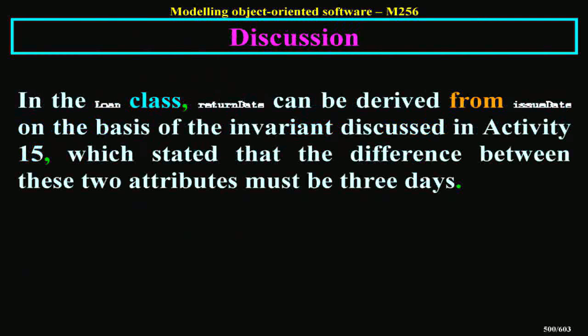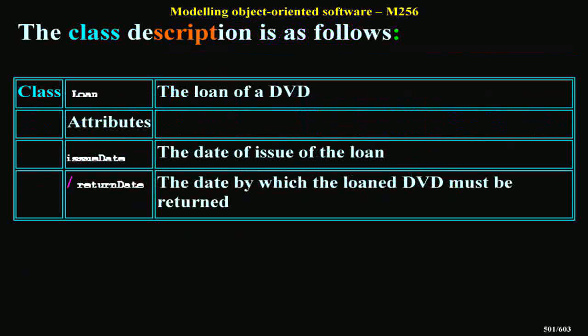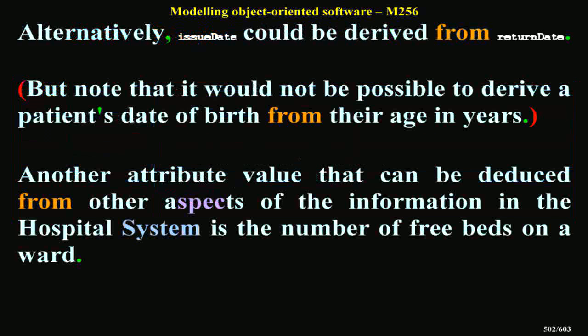In the class, the attribute can be derived from the other on the basis of the invariant discussed in Activity 15, which stated that the difference between these two attributes must be 3 days. The class description is as follows. Class. The loan of a DVD. Attributes. The date of issue of the loan. The date by which the loaned DVD must be returned. Alternatively, one could be derived from the other. But note that it would not be possible to derive a patient's date of birth from their age in years.